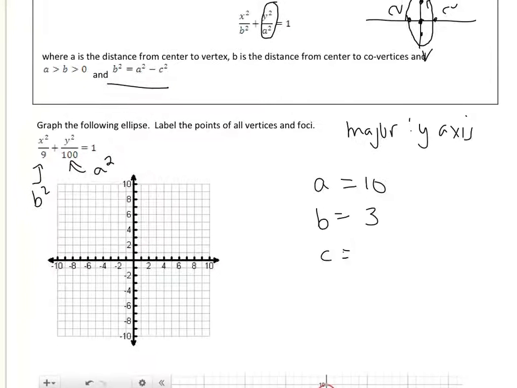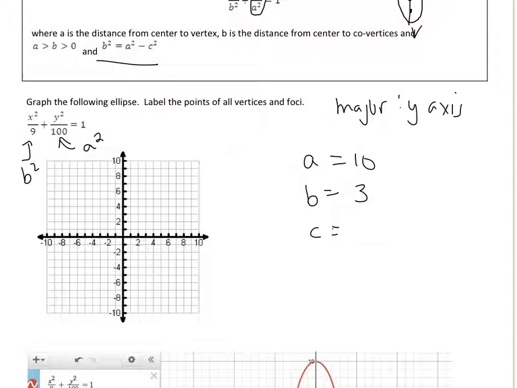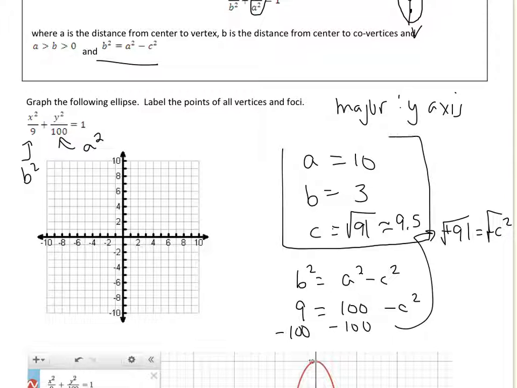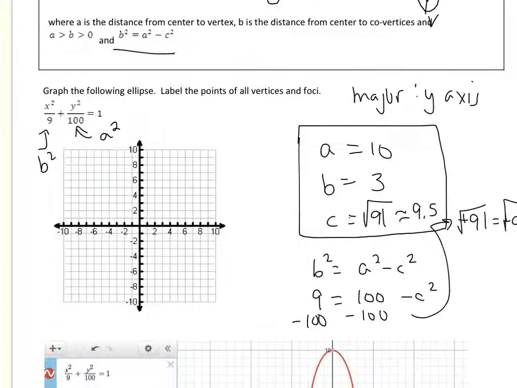Now again, we can find c with that same relation. The same relation, b squared equals a squared minus c squared. So b squared, 3 squared, is 9 equals a squared, 100, minus c squared. So if I subtract 100, we get negative 91 equals negative c squared. Negatives will cancel out. So c is the square root of 91. Square root of 91 is 9 point something. We'll say 9.5-ish. So we have our a, b, and c. That's the most important thing. We got a and b right from the equation.